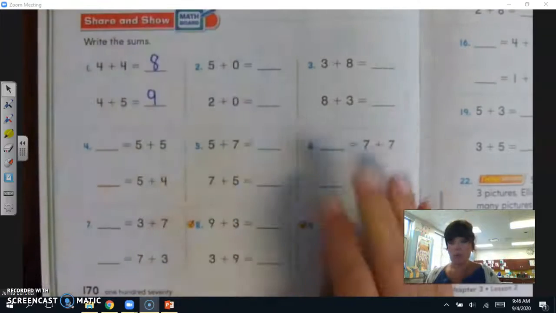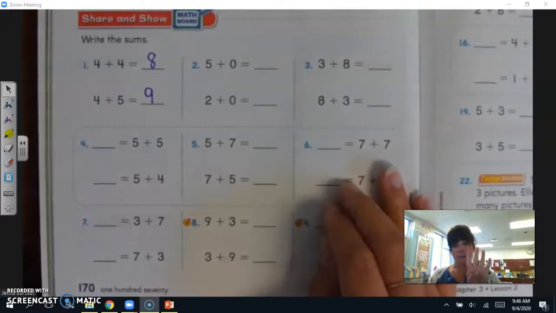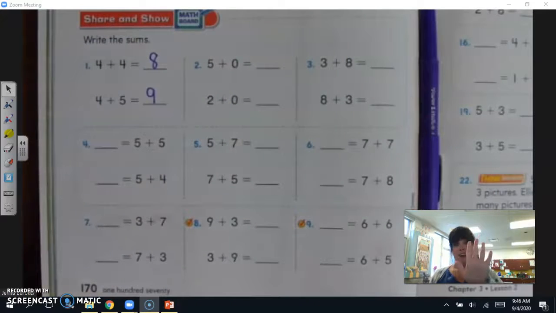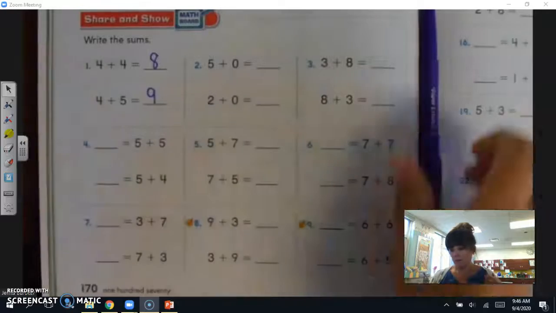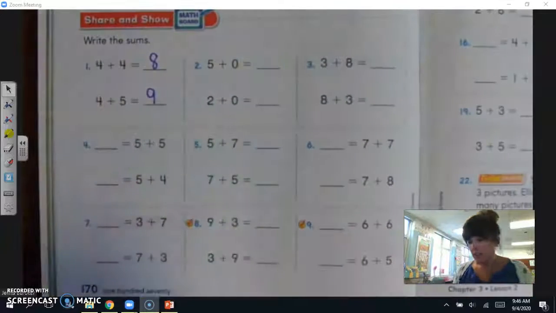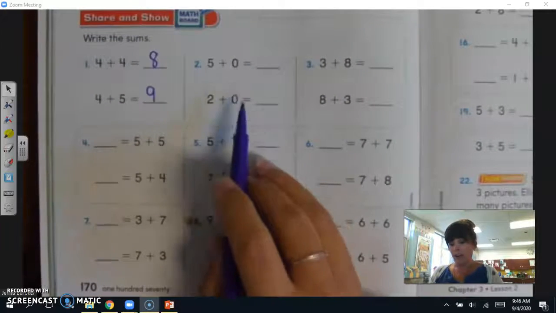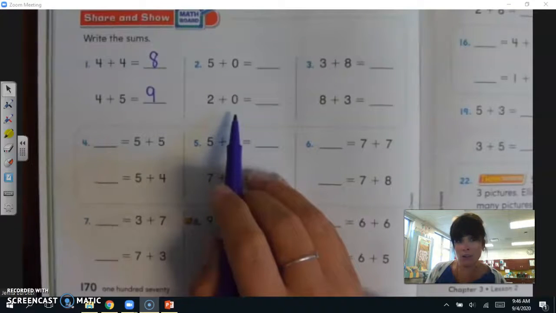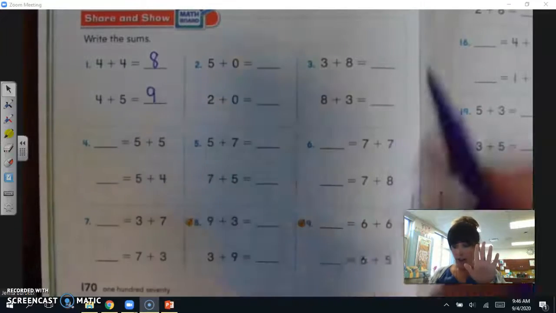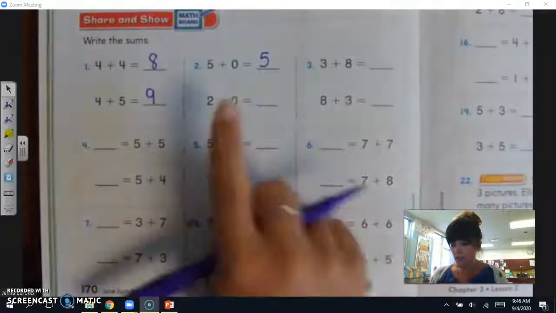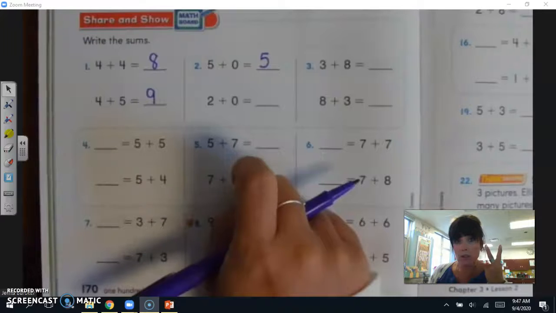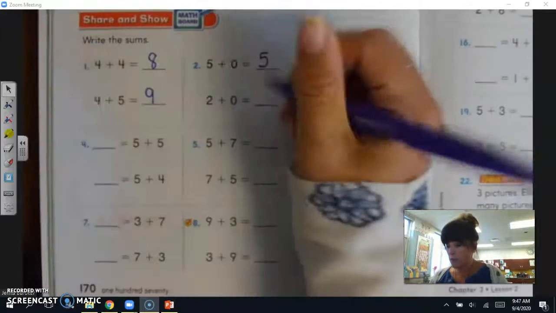9. You also could count on. So if I have 4 and I count on 5, I could go 4, 5, 6, 7, 8, 9. There we are. Answer is 9. All right, let's go to number 2, 5 plus 0. If I have 5 cars and I add 0 cars, I still have 5 cars. 2 plus 0. If I have 2 balloons and I don't get any more balloons, I still have 2 balloons.